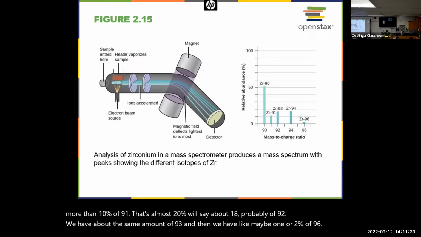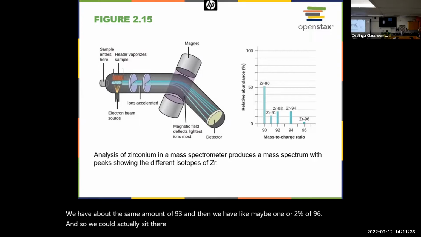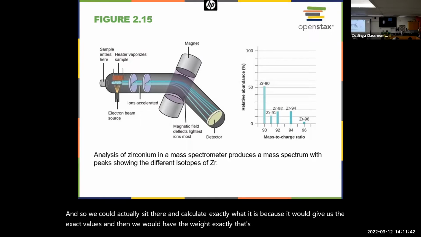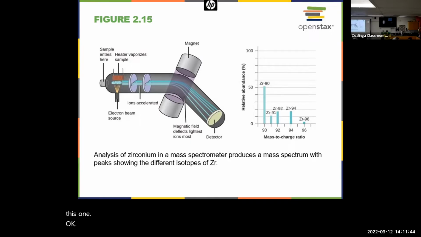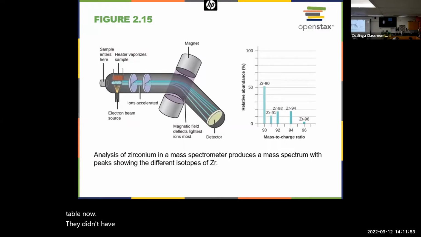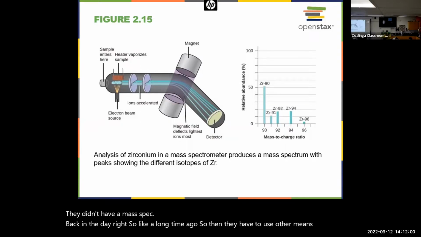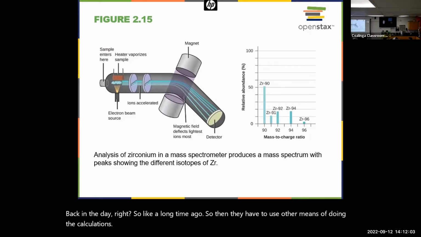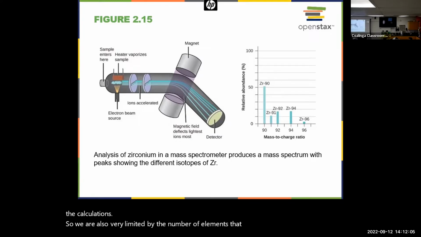And so we can actually calculate exactly what it is, because they would give us the exact values, and then we would have the exact weight associated. We could use that to calculate how much it actually weighs. Now, they didn't have a mass spec back in the day, a long time ago, so they had to use other means of doing the calculations. We were also very limited in the number of elements that were available. Okay.